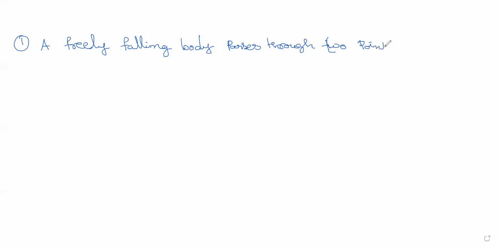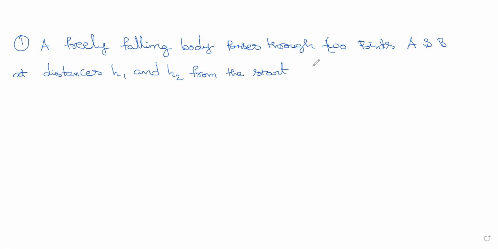Now, a freely falling body passes through two points A and B at distances H1 and H2 from the start.